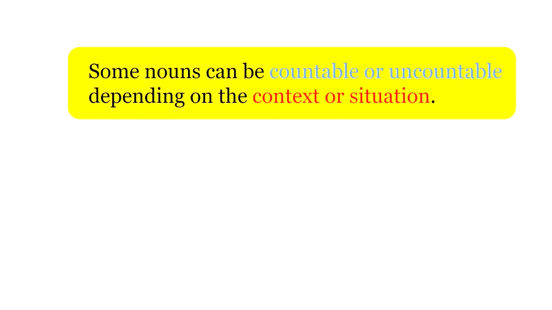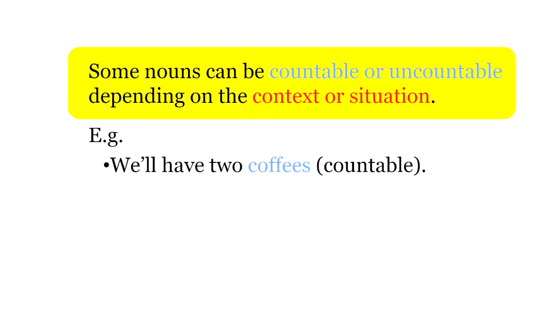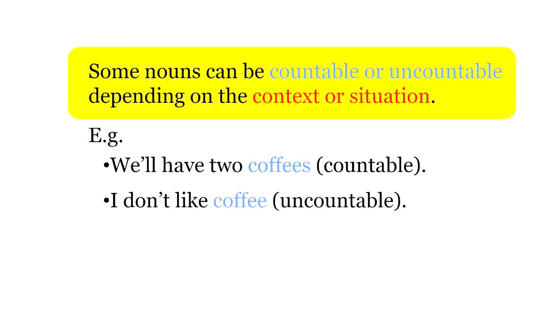Some nouns can be countable or uncountable depending on the context or situation. For example, we will have two coffees. Here, coffees is countable as it symbolizes two cups of coffees and that is countable. Another example, I don't like coffee. Here, coffee is uncountable.